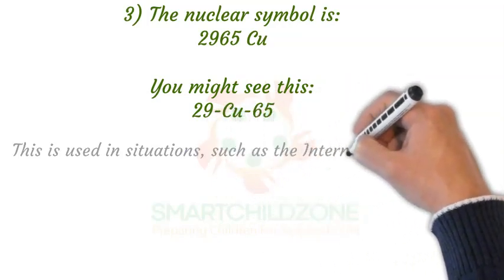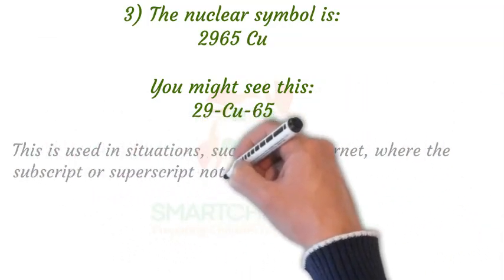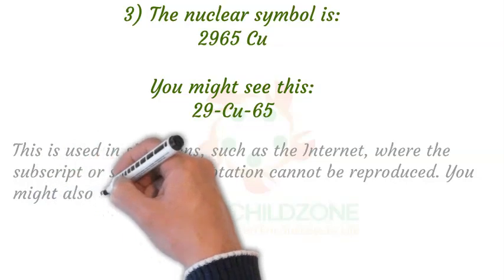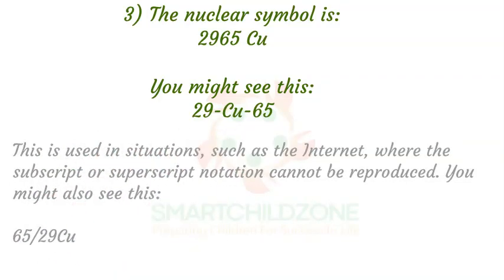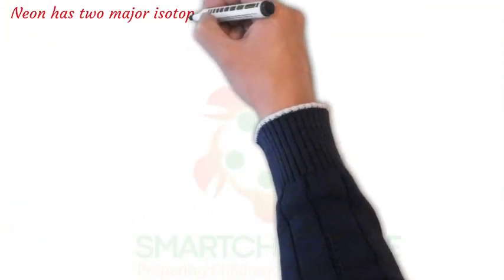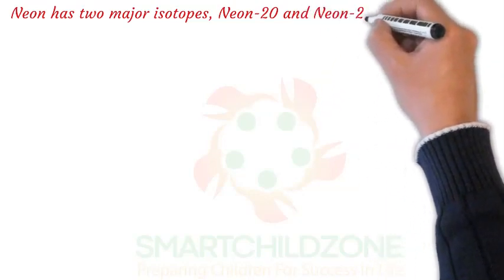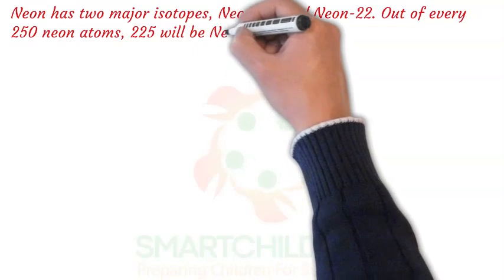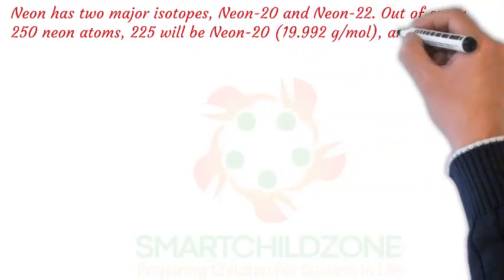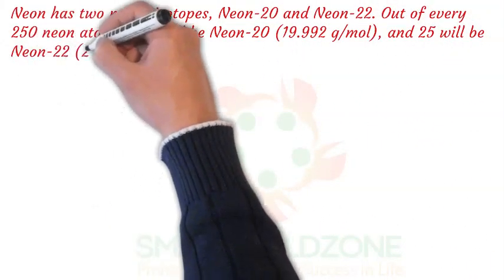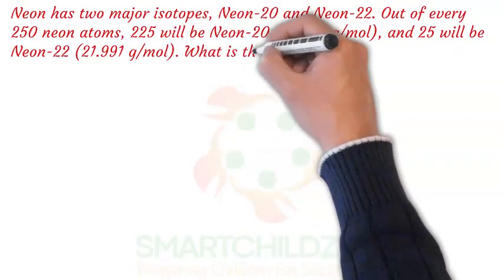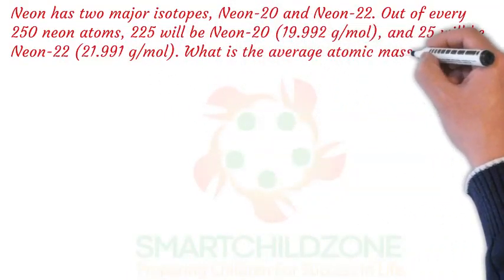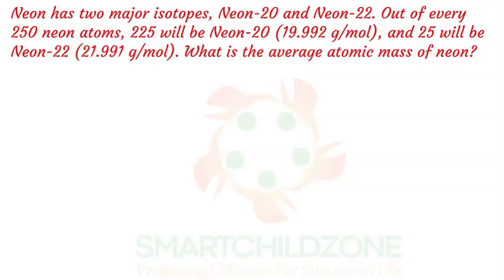This is used in situations, such as the Internet, where the subscript-superscript notation cannot be reproduced. You might also see this. Neon has two major isotopes, neon-20 and neon-22. Out of every 250 neon atoms, 225 will be neon-20, 19.992 gram per mole, and 25 will be neon-22, 21.991 gram per mole. What is the average atomic mass of neon?